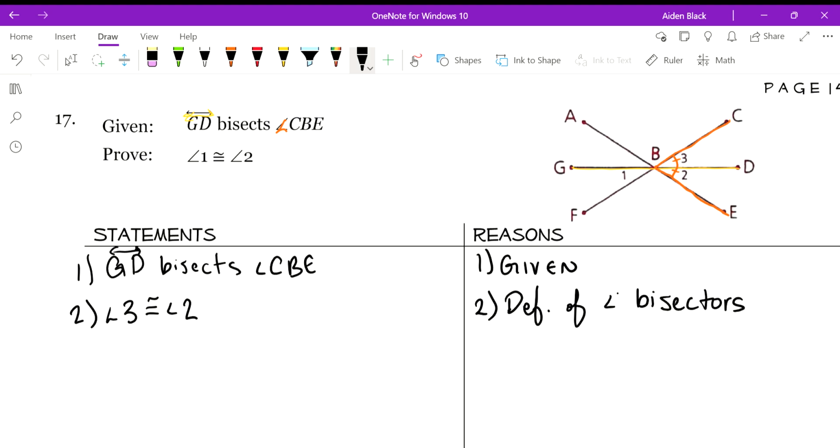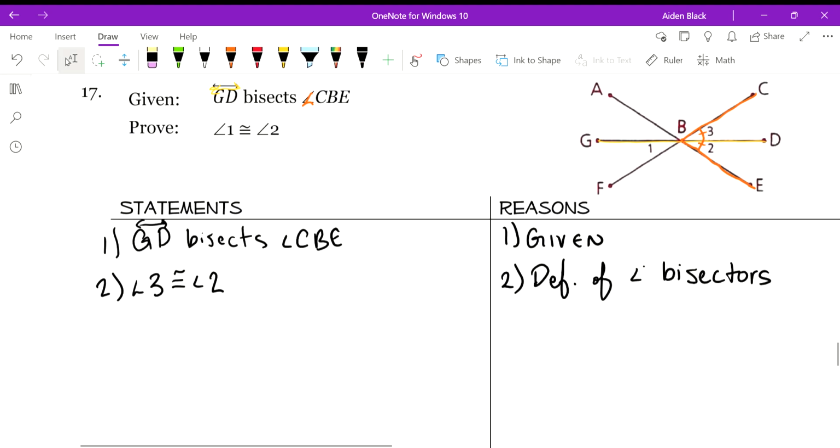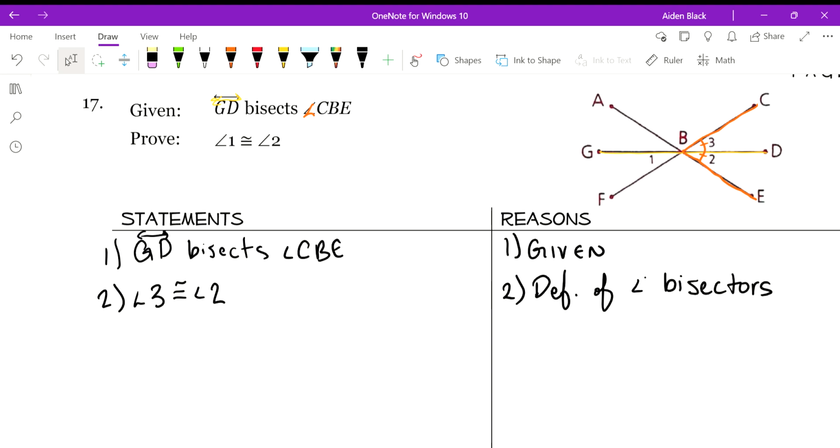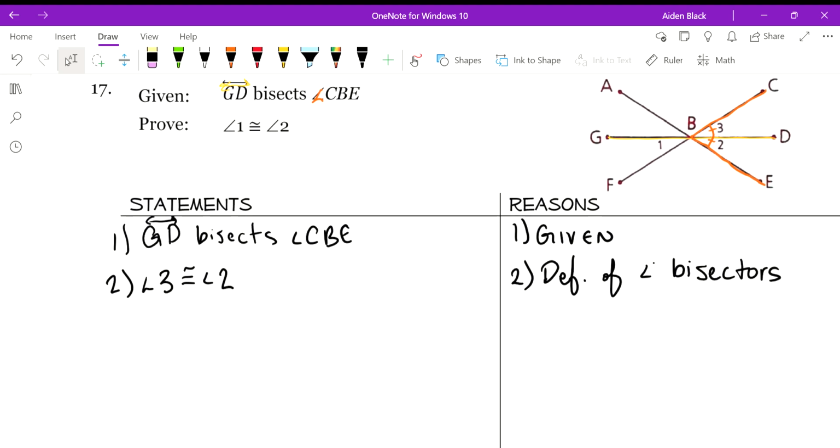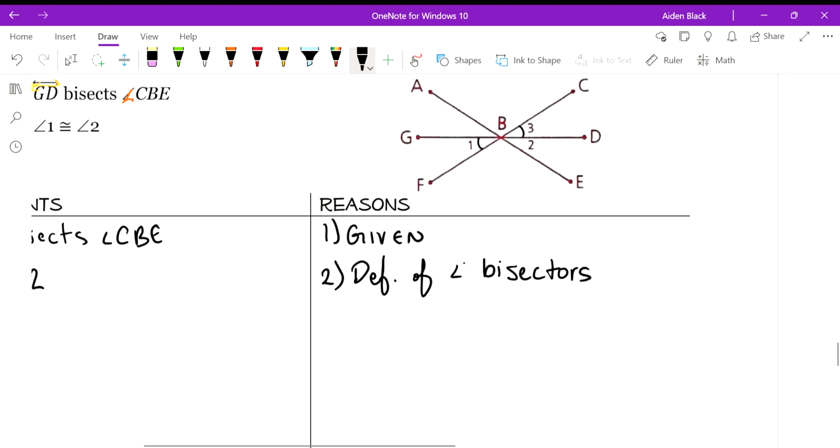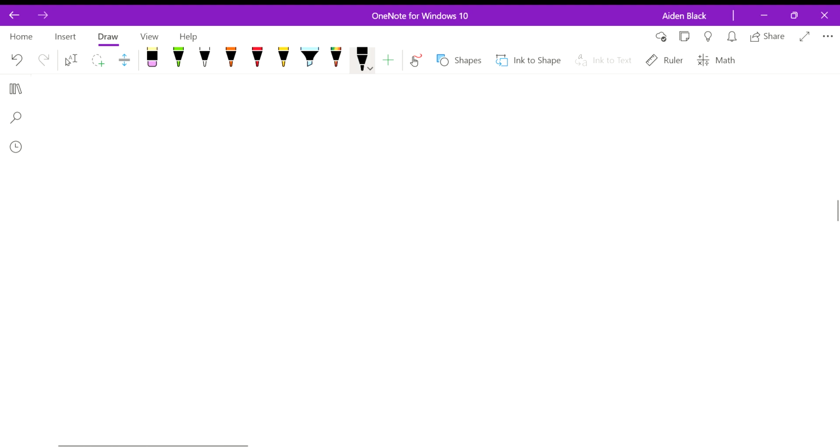We know that GD is cutting angle CBE into two equal parts, and those two angles are angle 2 and angle 3. Okay, cool. So we know that angle 3 is congruent to angle 2. We need to figure out how to show that angle 3 and angle 1 are congruent, so then we can use the transitive property to say angle 1 and angle 2 are congruent. Now, if you're looking at this, do you know these two are congruent?